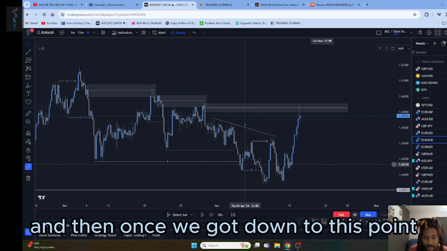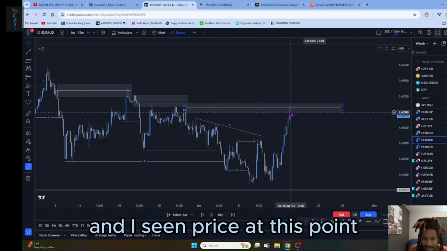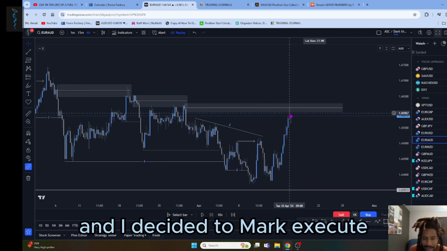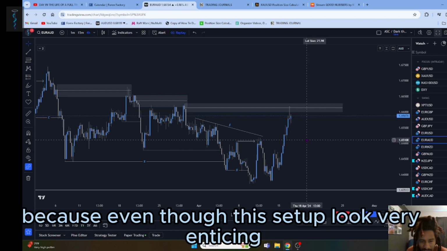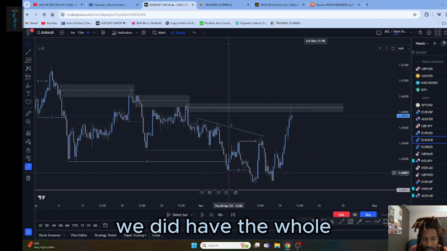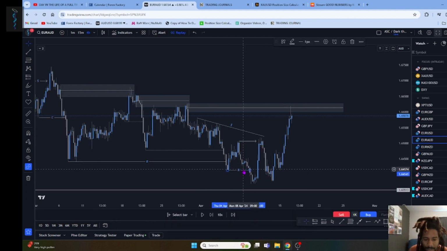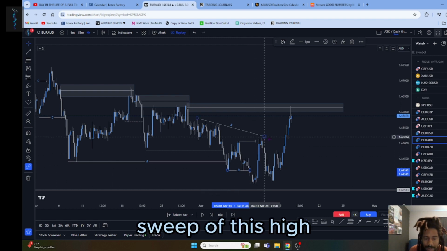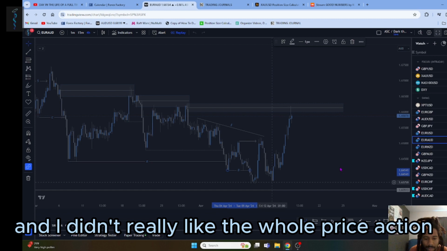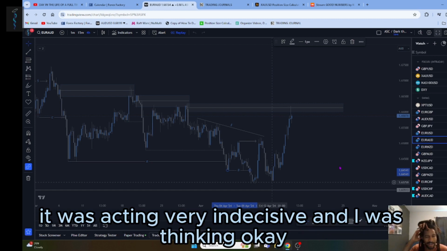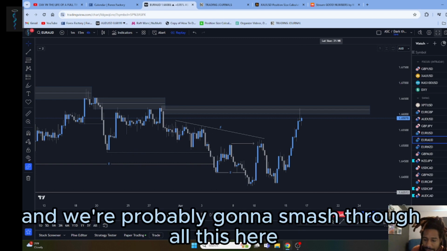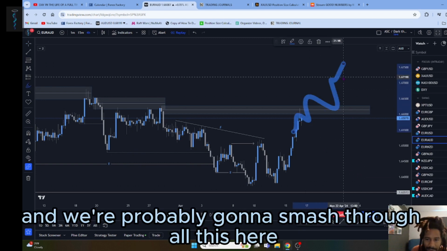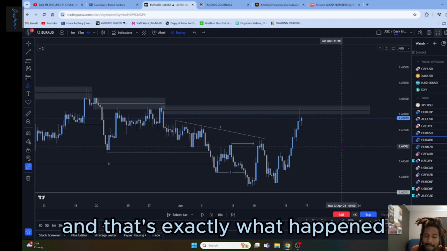And then once we got down to this point, we started to get another retracement, and I saw price at this point, and I decided to market execute, and I quickly closed that position because even though this setup looked very enticing, we did have the break of this low, sweep of this high, and I didn't really like the price action and how that was looking. It was acting very indecisive, and I was thinking, okay, maybe we might have some sort of reversal come through, and we're probably going to smash through all this here. And that's exactly what happened.